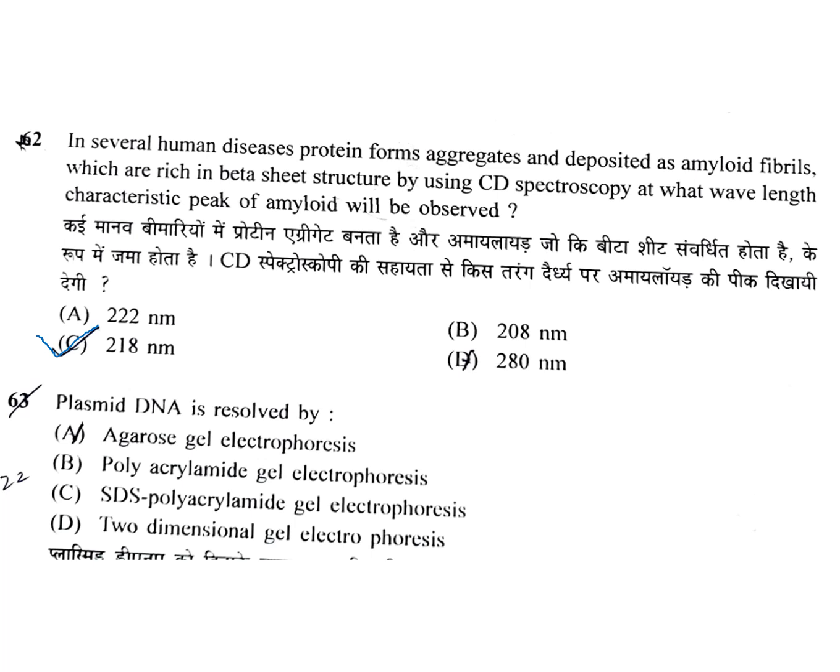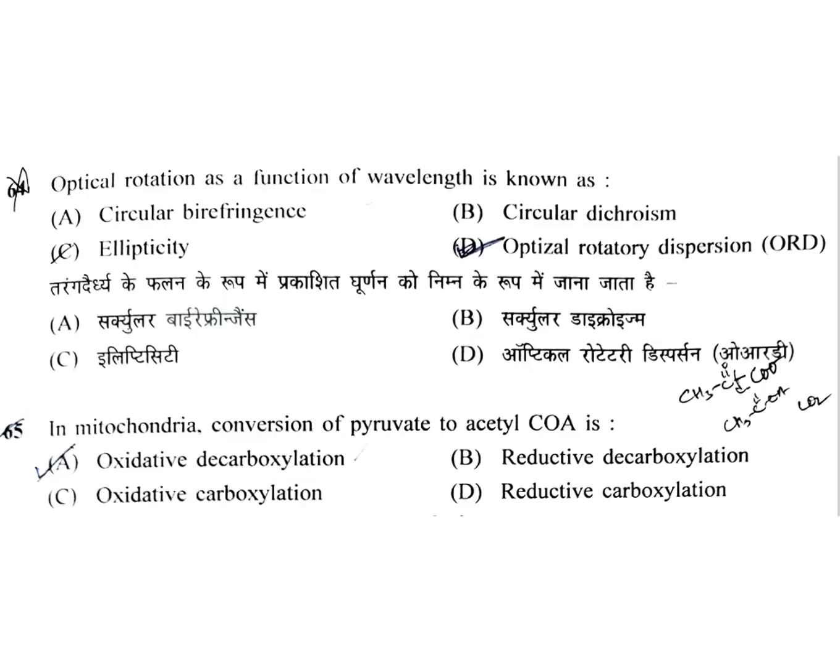Next question is, plasmid DNA is resolved by agarose gel electrophoresis, polyacrylamide gel electrophoresis, SDS PAGE, or 2D gel electrophoresis. So I think everyone knows they are separated by agarose gel electrophoresis. Optical rotation as a function of wavelength is known as circular birefringence, circular dichroism, ellipticity, or optical rotatory dispersion. So option D is the right option, optical rotatory dispersion.